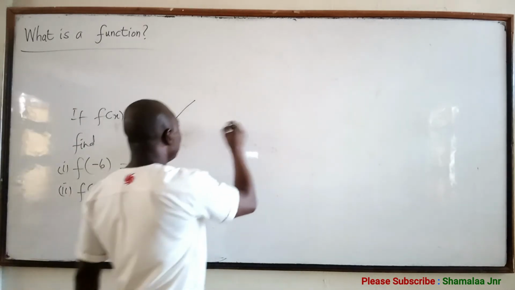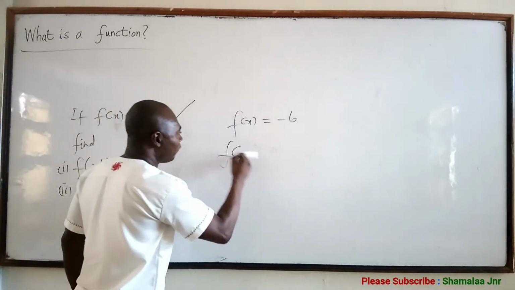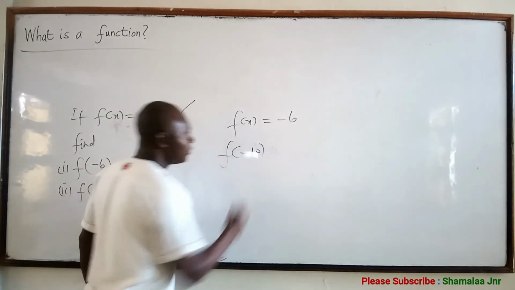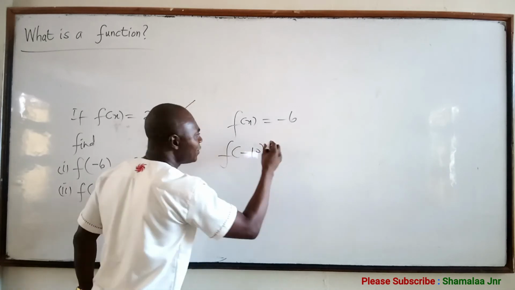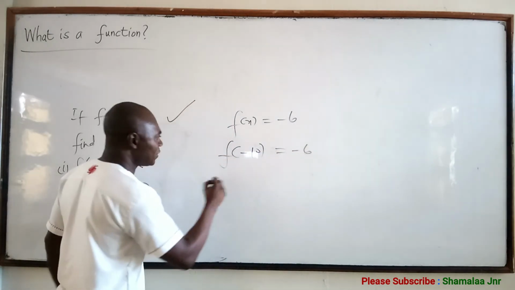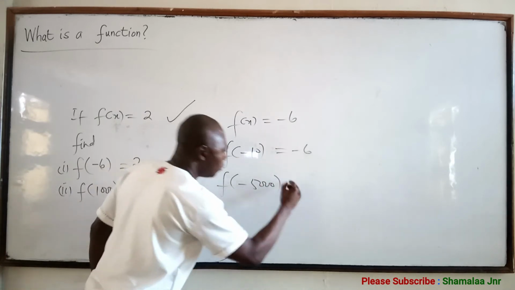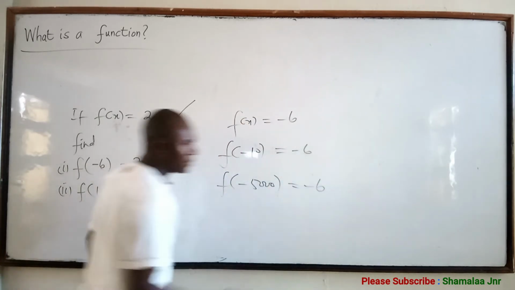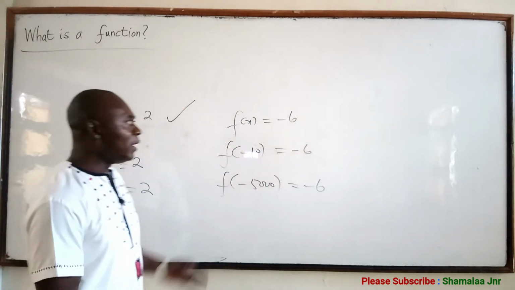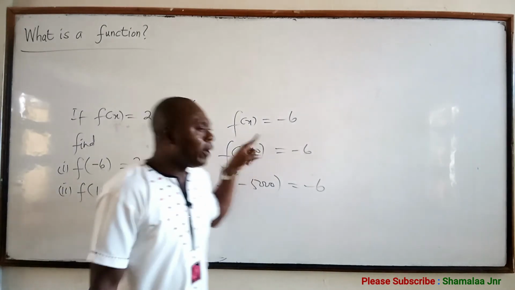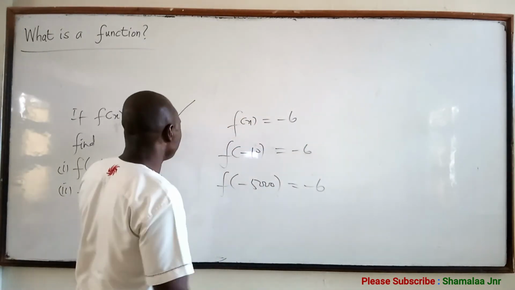So you can say, if f of x is equal to negative 6, find f of negative 10. They just want to confuse you, because there is no x attached to this. The answer will be negative 6. f of negative 5000 will still be negative 6, because there is no x attached to this. You replace x with the value here, but there is no x attached to it. So we call these constant functions.